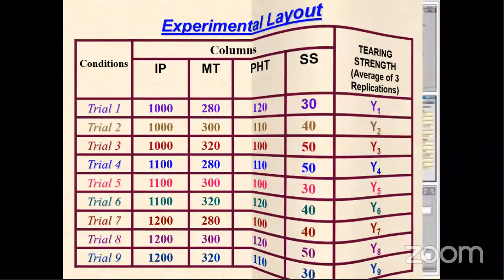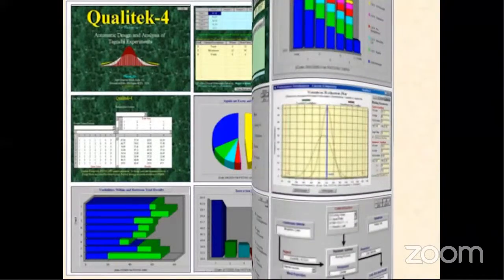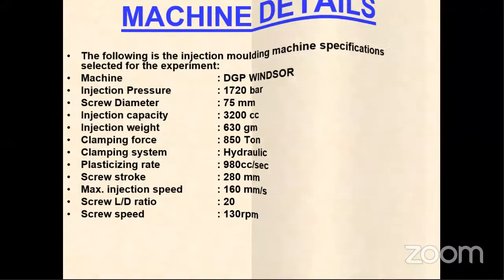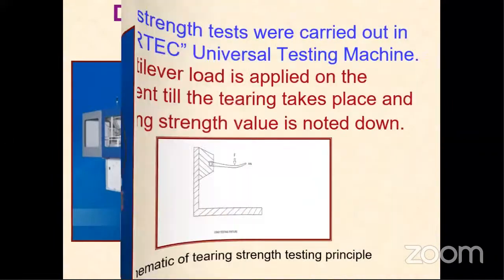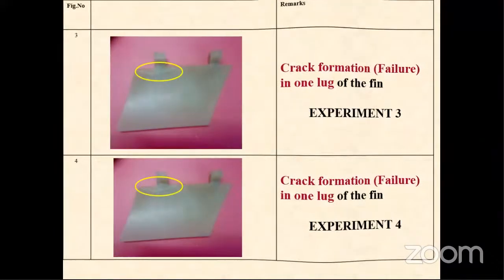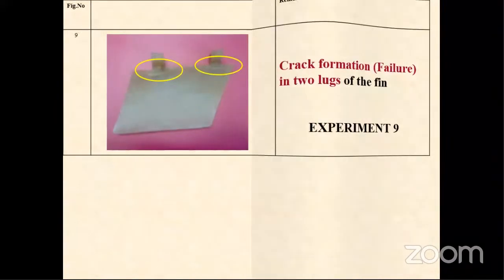Yeah, I can understand we are running out of time. And then I use this Qualitek software, which is being given by the producer, Nutek. You can also apply; he will give you free of cost. So this is your injection molding machine. And then we test it. You generate data for all these nine experiments, and then you start analyzing with that.